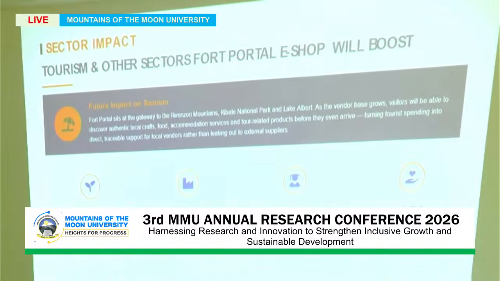So we are looking at sector impact, or what impact the platform will create on the community. So we are looking at Porto as a tourism city. So we don't expect that tourists coming to Porto will have to move around town looking for products. So that's why we made this platform, so that if a tourist is coming, he is able to buy products, access products online, or anything else that he wants to do.